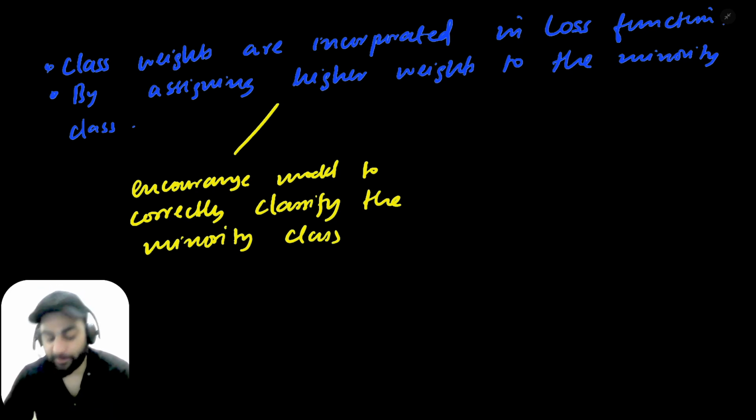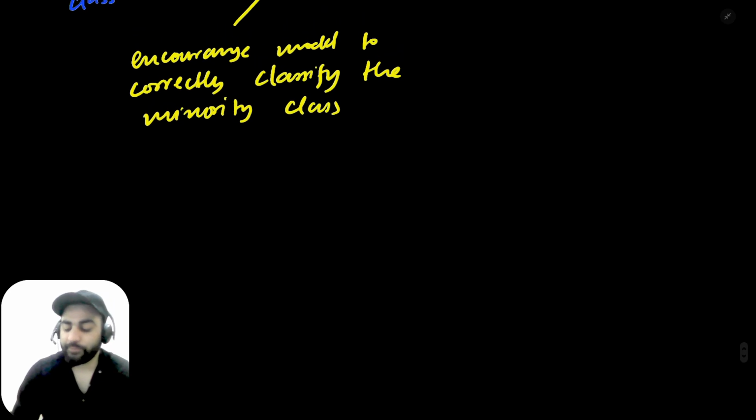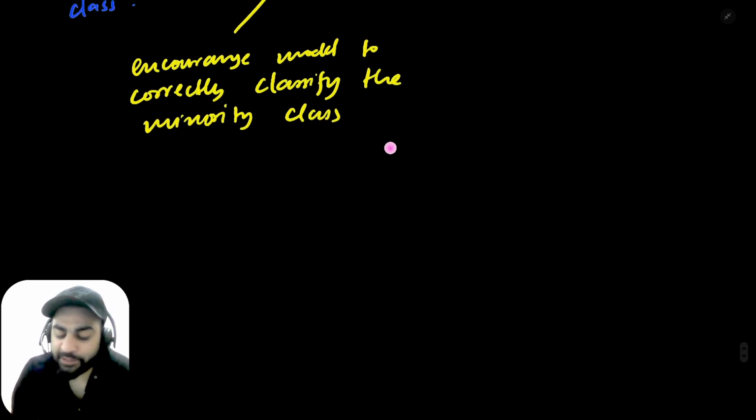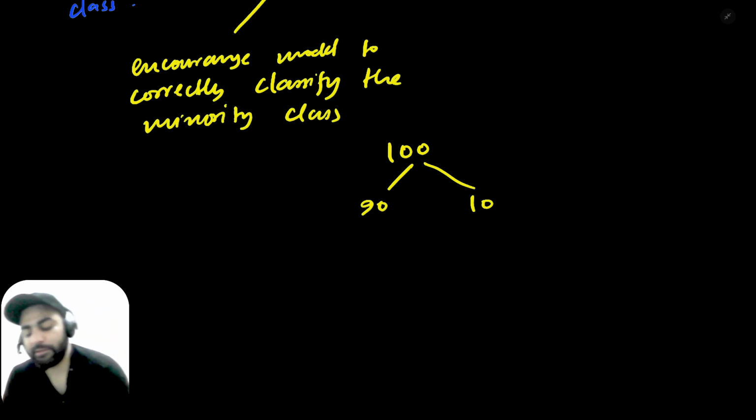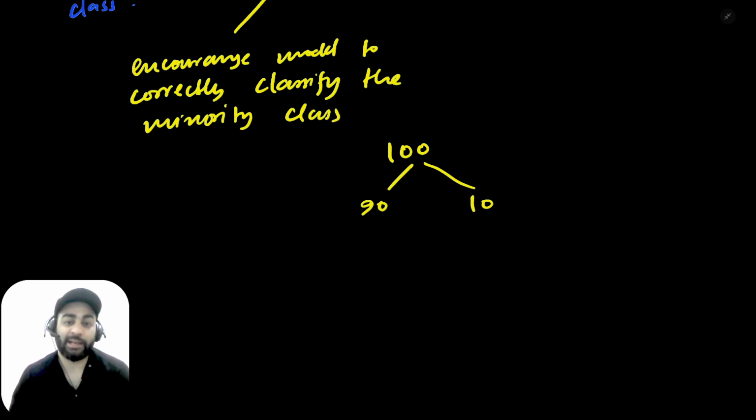Why is it important? Let me tell you why. Let's suppose we have some 100 patients. Among these, 90 are non-diseased and 10 people are diseased. Just think about the real world scenario. Why do we assign class weights? So that this gets sort of painted in your brain.